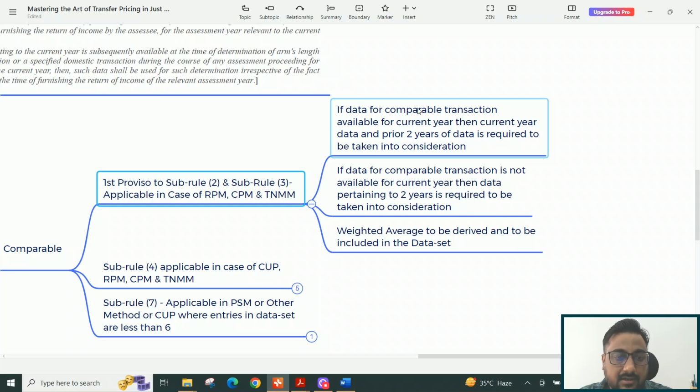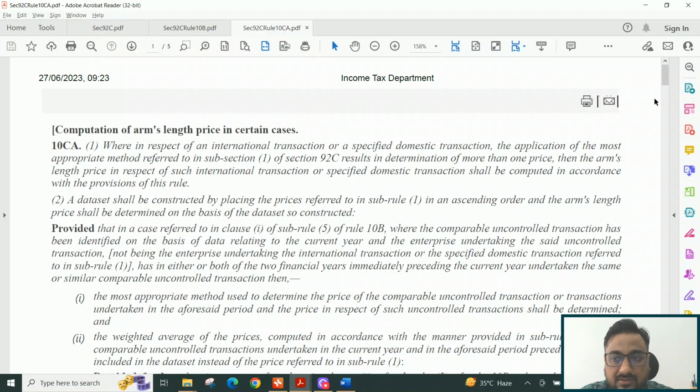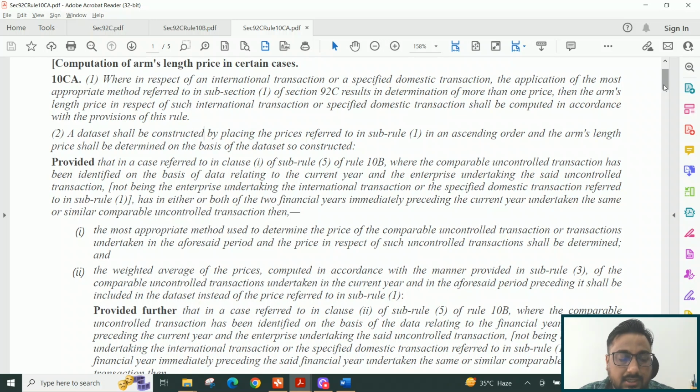Now let me just do one thing. Let me open it from here itself so that it will be easy for you to understand. So Rule 10CA sub-rule 1, we studied that in case of more than one ALP, you have to follow the provisions as per Rule 10CA, right? Now what does Rule 10CA sub-rule 2 say?